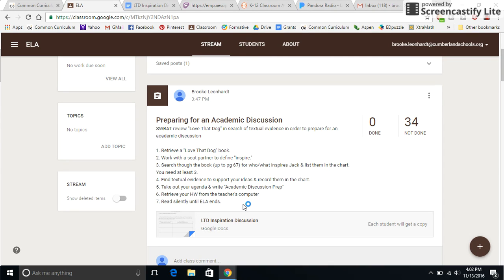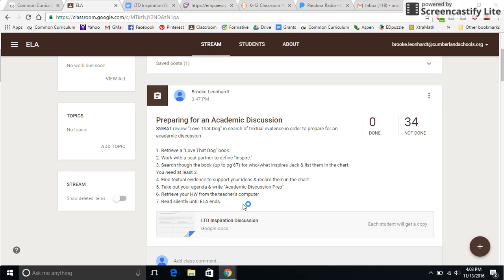Then, in order to support your ideas, you'll need to make sure that you find textual evidence and record those in the chart as well. After you're finished with your classwork, your goal is to take out your agenda and write academic discussion prep in your agenda for Monday for ELA. You can retrieve your homework from the teacher's computer, and then you may read silently until ELA ends. It's important that you self-regulate today, which means that you're taking control of your own learning and not asking for help unless you truly need it.